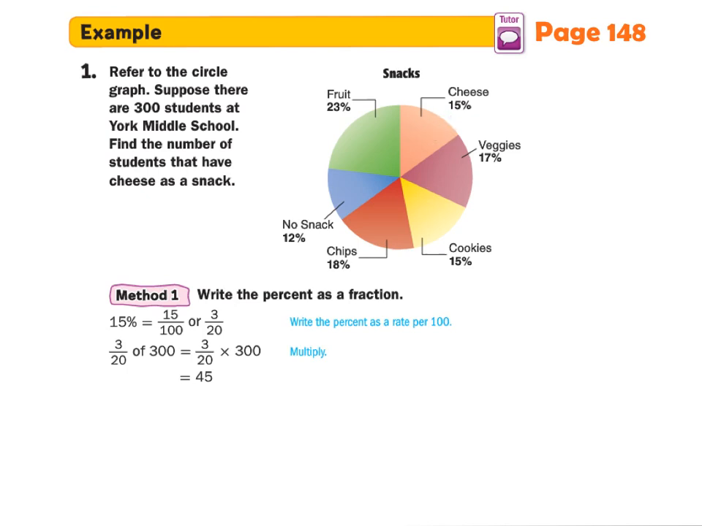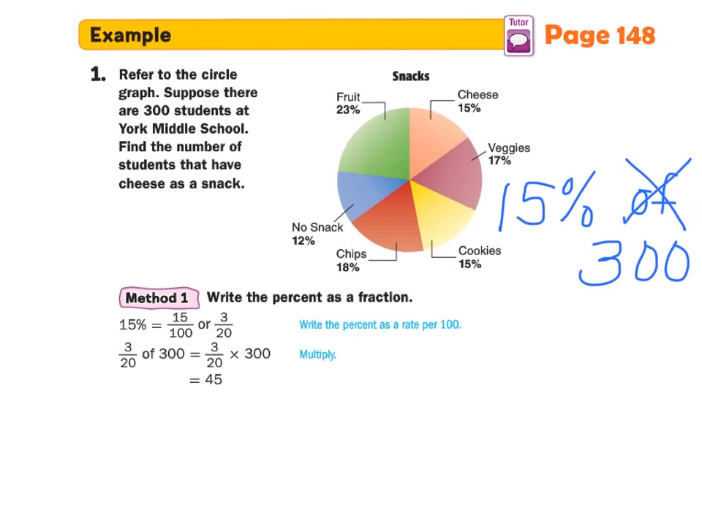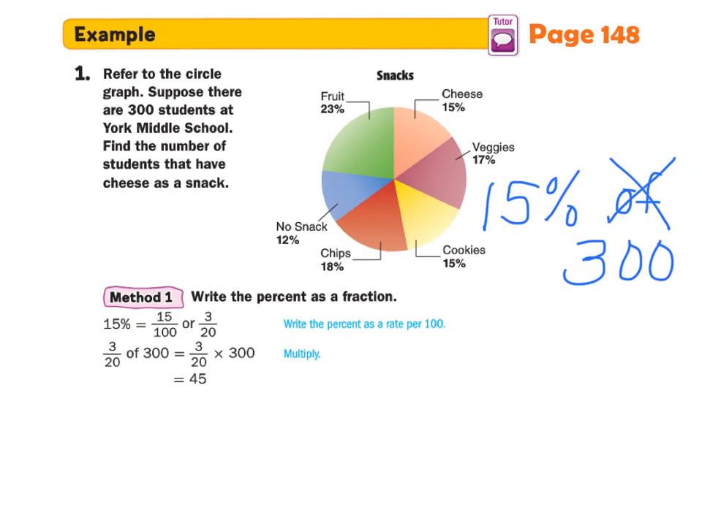So we are going to calculate 15% of 300 students. And of, I told you just a minute ago, of means we're going to multiply. So we're going to find 15% times 300. Here, the first method uses a fraction. And we're walking through here.